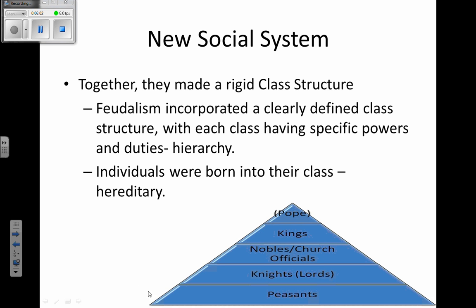So the system here, as you see down at the bottom, are peasants. The peasants of this time were serfs. Then above them were the knights, who were also lords or vassals. Then above them you have the nobles or church officials. Then at the top, or just above them, you have kings. And then at the very top, you have the Pope. In Western Europe, the Pope was in charge of all the kings.